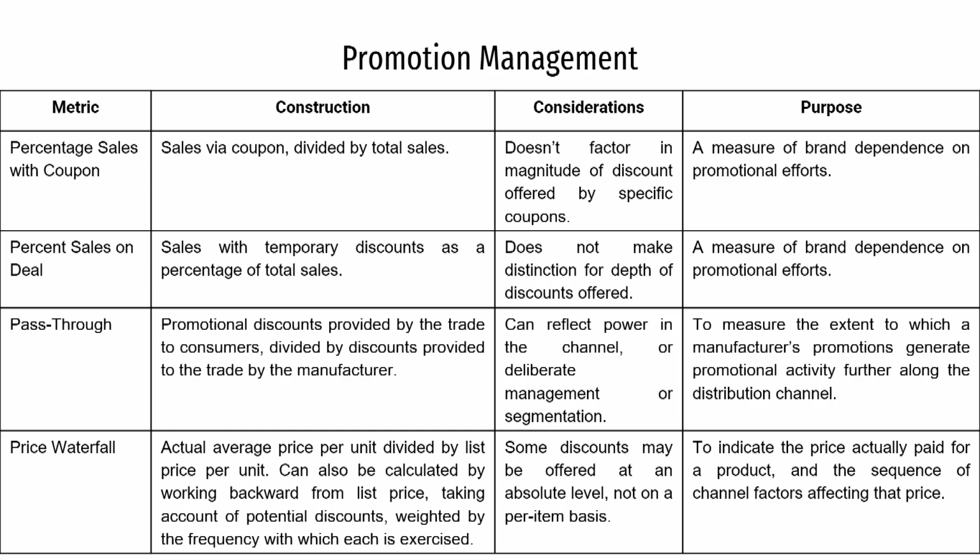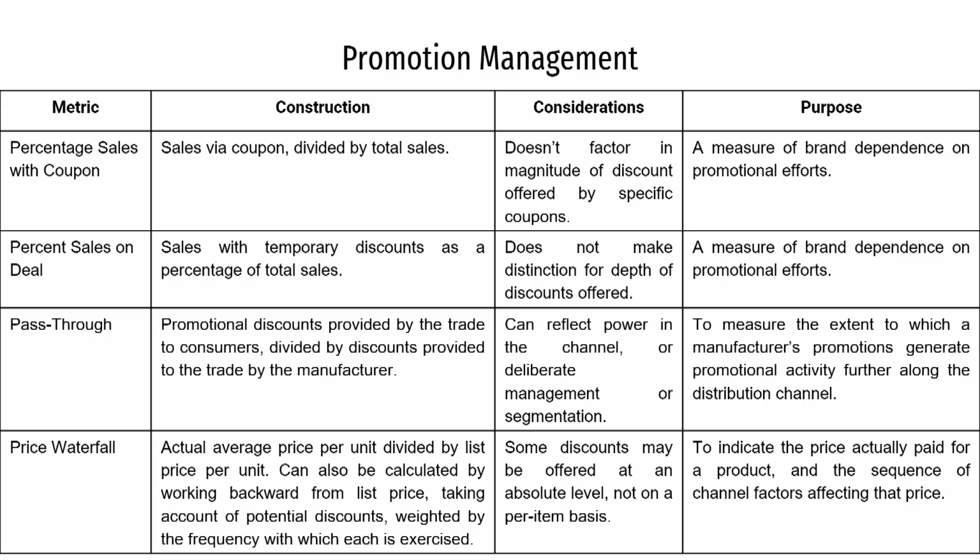Then percent sales on deal, which is similar to percentage sales with coupons. It is sales with temporary discounts as a percentage of total sales. It does not make the distinction for depth of discount offer. It does not talk about the squeeze that is happening in the contribution margin, rather it is only concerned about the revenue generated with the discount period and without the discount period.